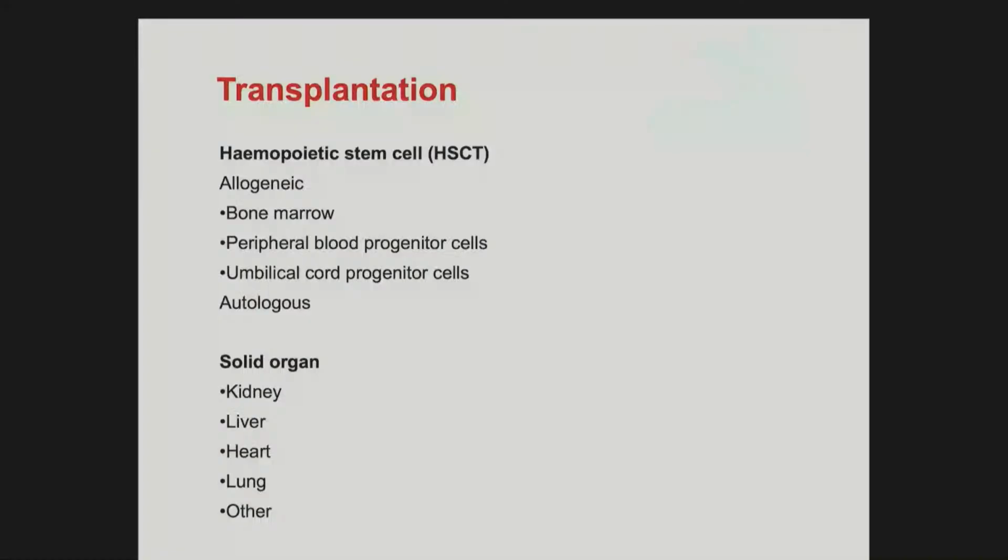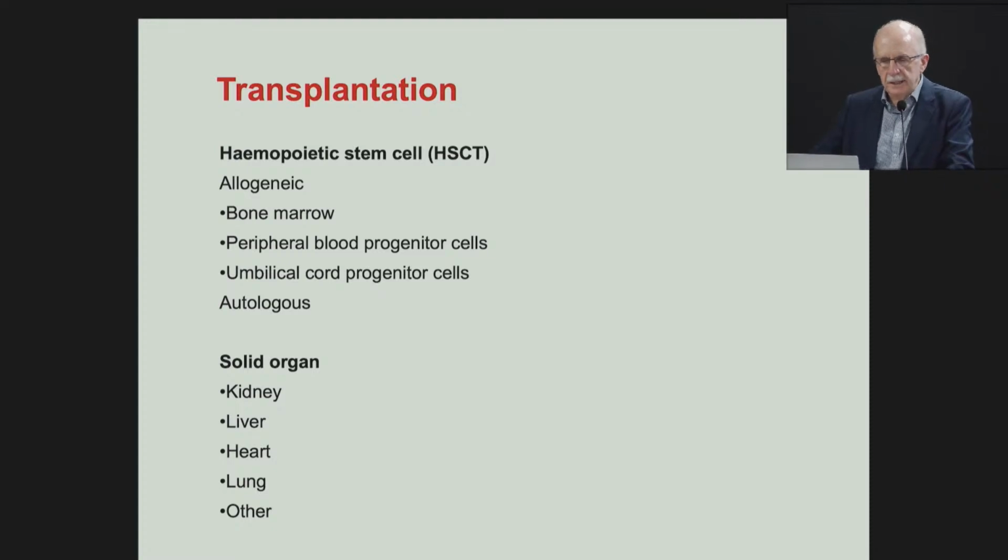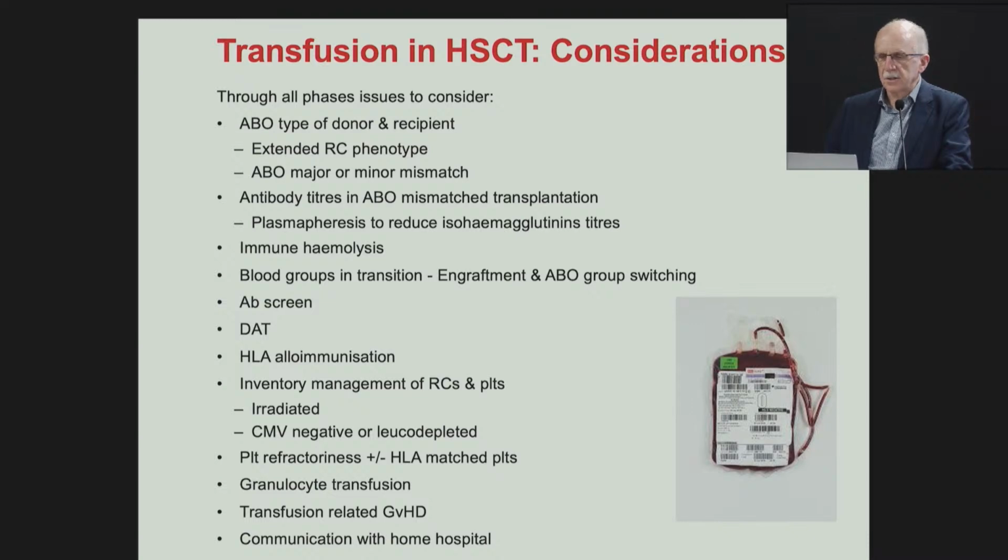So, as we've heard, transplantation can occur using hematopoietic stem cells from a number of different sources. They can be allo or autologous, but also transplantation can occur with solid organs, for instance, kidney, liver, heart, etc. So, from a transfusion perspective, there's a number of considerations that we would think about. What's the donor ABO type and the recipient? Do we need to do extended phenotyping, ABO matched transplant? Just heard about the antibody titers, the risk of hemolysis, group and screen results, DATs, HLA alloimmunization.